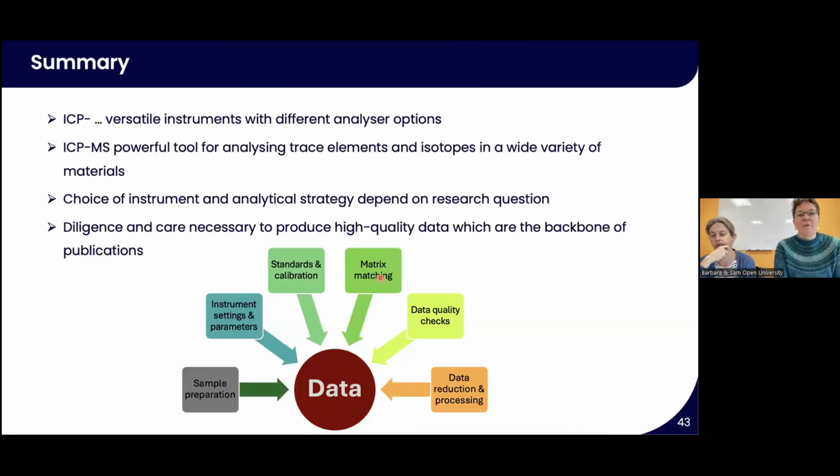With this, we've talked enough, I think, and hopefully haven't completely overwhelmed you, but given you an overview of the versatility of ICP instruments, as well as showing you why they're powerful tools to analyze trace elements and isotopes in geological material. We talked a bit about strategies for choosing certain instruments, and that it all depends on your research question, and that diligence and care is necessary to produce high quality data that are the backbone of any research publication, and that all of these factors that we cover feed into the data.